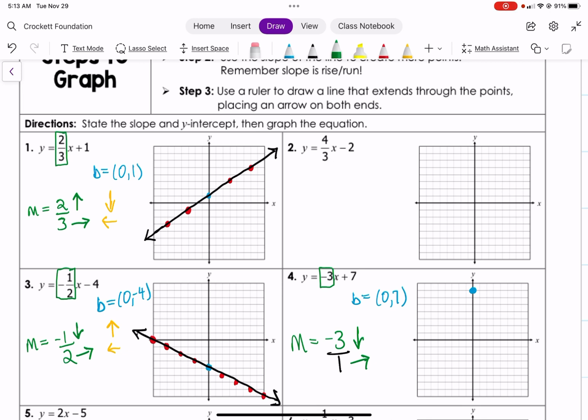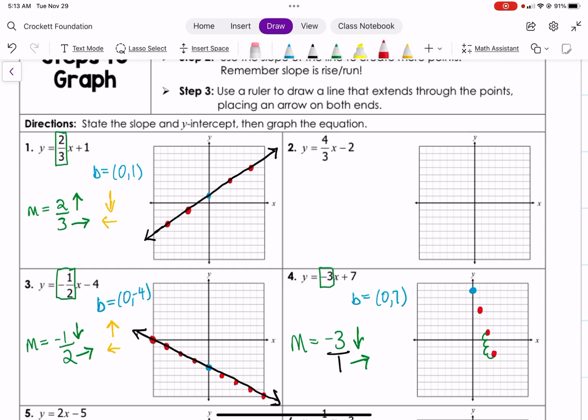Start at the y-intercept. So my pencil's on my y-intercept, and then I'm going to go 1, 2, 3 down, and then I'm going to go 1 to the right. Put my dot. I'm going to erase my little curls, and then I'm going to do it again. 1, 2, 3, and then I go 1 to the right. I'm done. Put my dot, and then erase the little curls. And repeat the process until you have no more graph left. 1, 2, 3, 1.